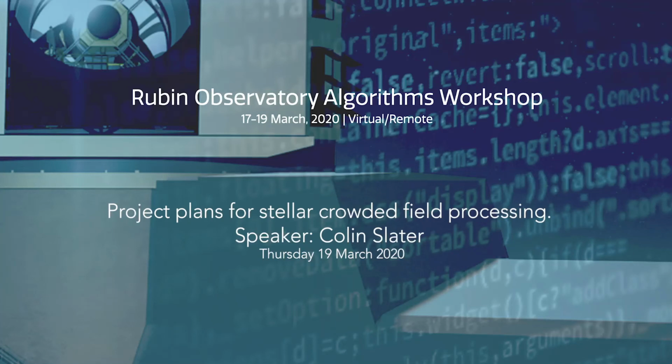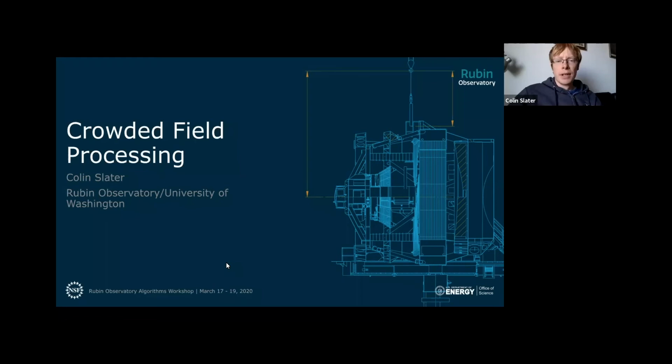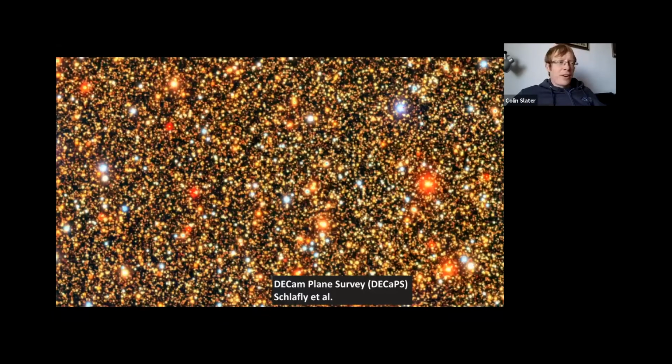Okay, so I'm going to talk about plans for the project to do crowded field processing. I think the best way to get everyone on the same page as far as what I mean when I say crowded field processing is to just hit the next slide. There we go. Stare at and take in this image from the DECam Plane Survey. I picked a random medium-ish density field out of the survey that really covered the entire galactic plane visible from the south.